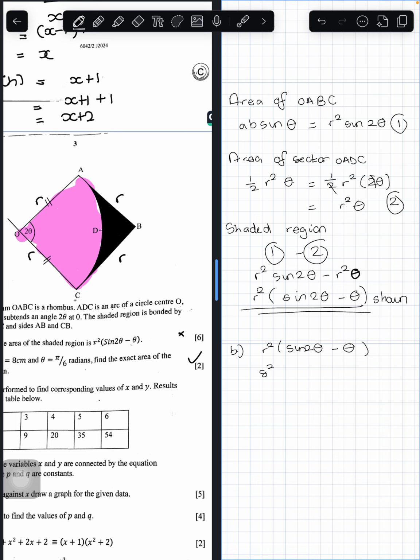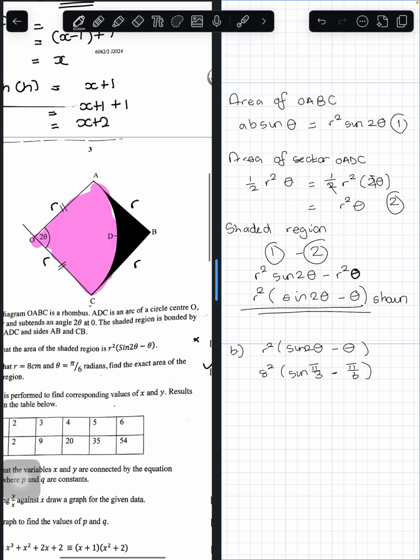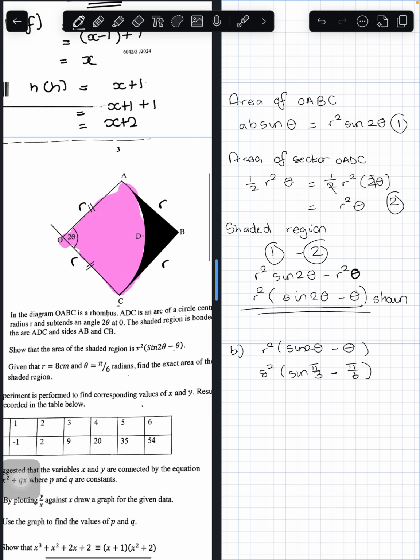So our R is 8, so 8 squared, open bracket, sine. So 2 times pi over 6 is what? Pi over 3. So it's sine pi over 3 minus our theta is what? Pi over 6. Right, so here we're required to find the what? The exact area of the region. So we're supposed to have the exact answer. So you punch this in your calculator. Make sure that your calculator is in radians. Okay, make sure that your calculator is in radians.